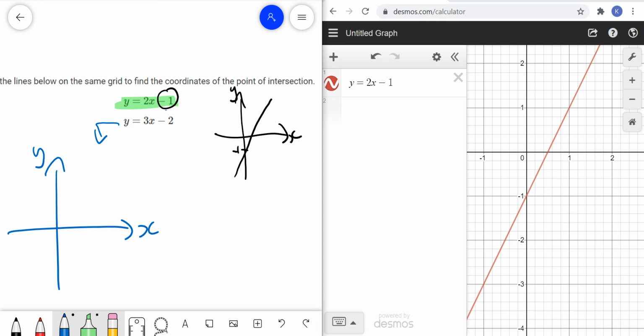Well, you should be thinking the y-intercept is -2. It's got a positive gradient of 3, so for every 1 to the right, it goes up by 3. So it's going to look something like that. Actually steeper than the last one because the gradient is 3, not 2.